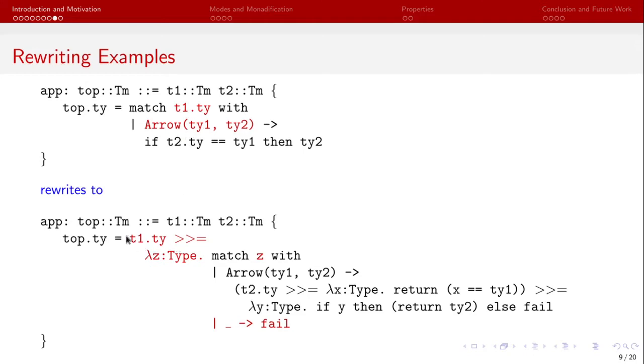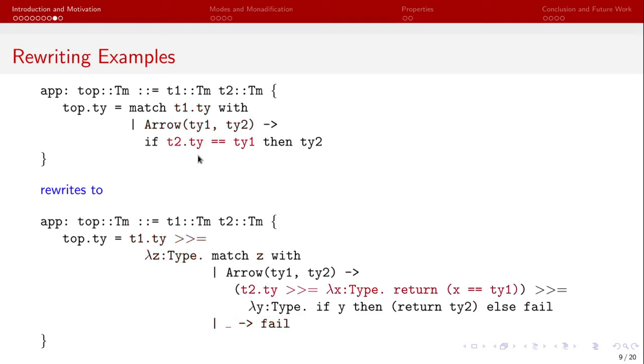This rewrites to bind the type of T1 into the match with the case that the type is not a function being filled in by the rewriting process of the monadic failure. So if T1 is typable, but it does not have an arrow type, it'll fall through and give a failure value. And this takes care of our failure case without needing to actually write the failure case. That was one of the things we wanted to do earlier.